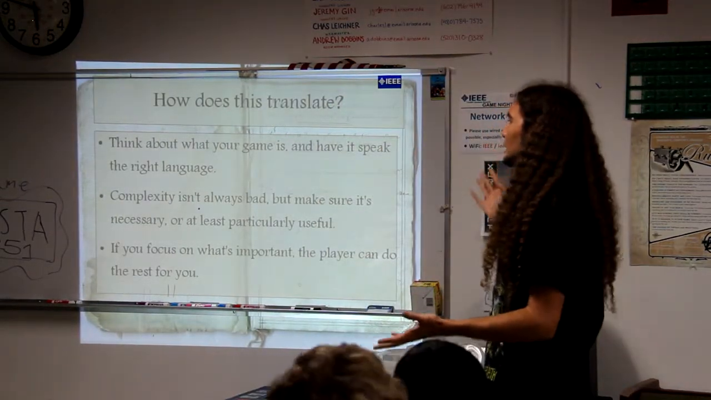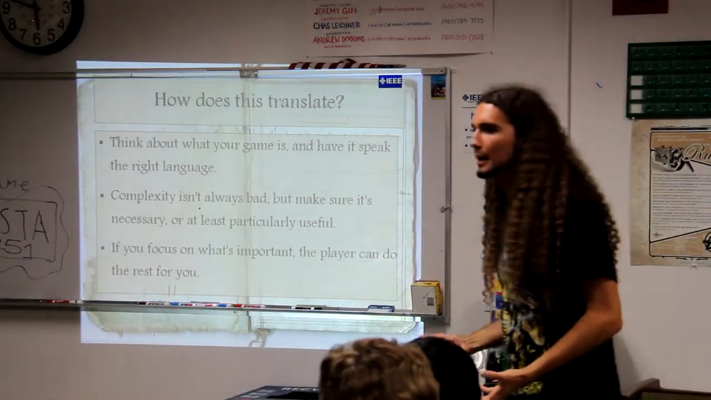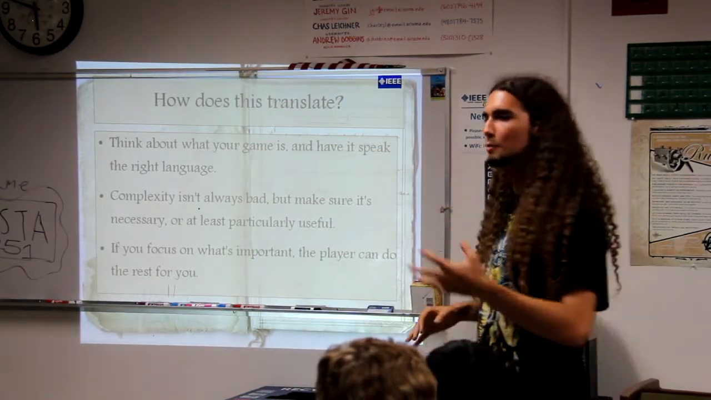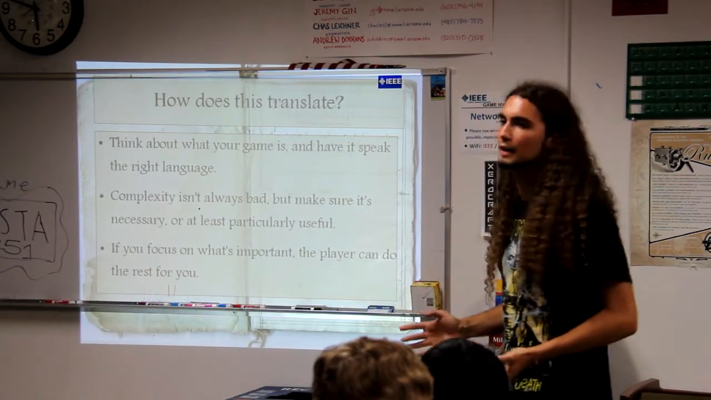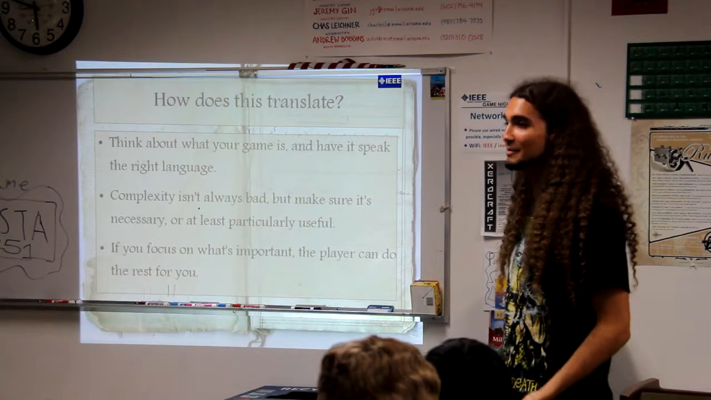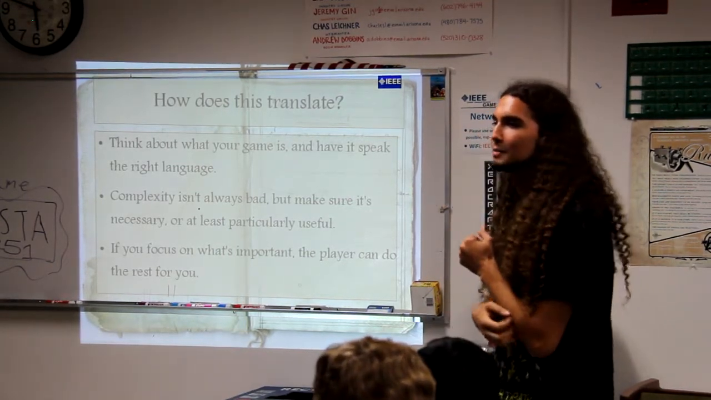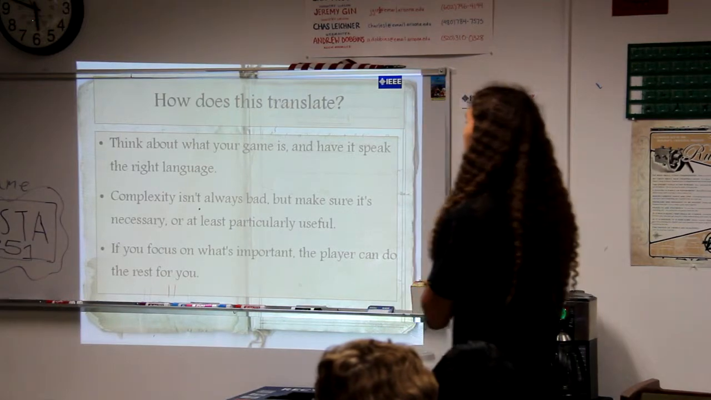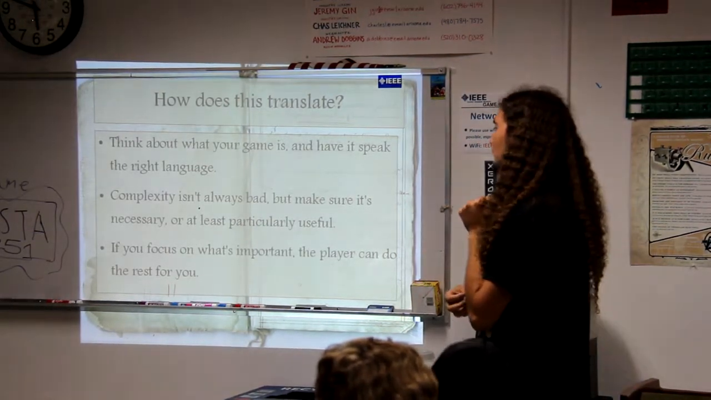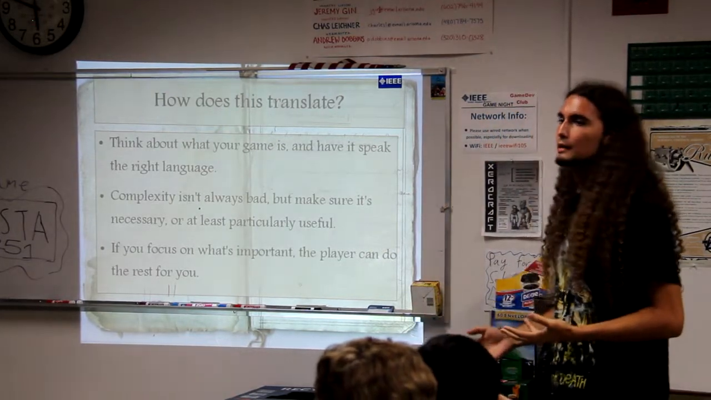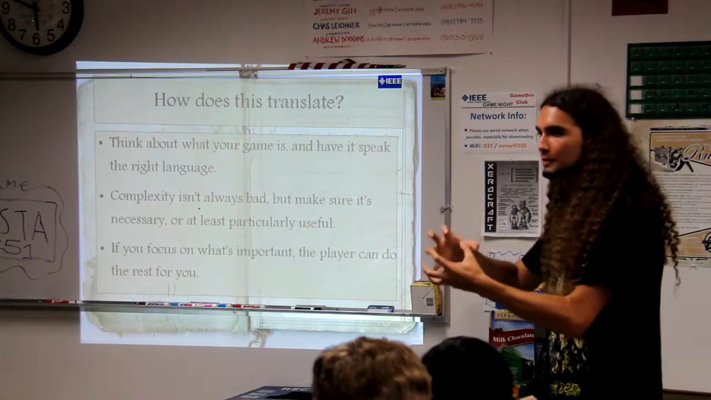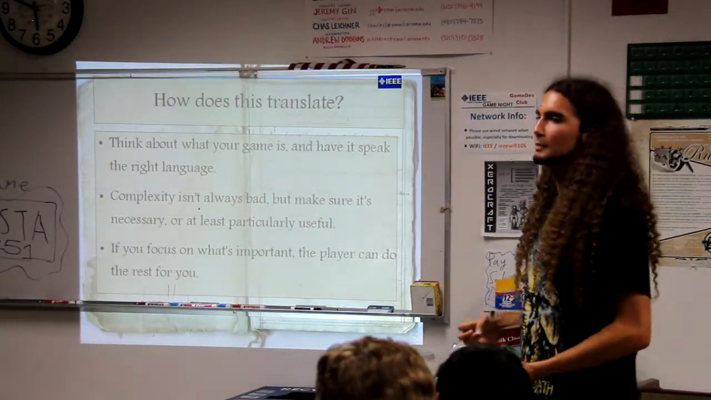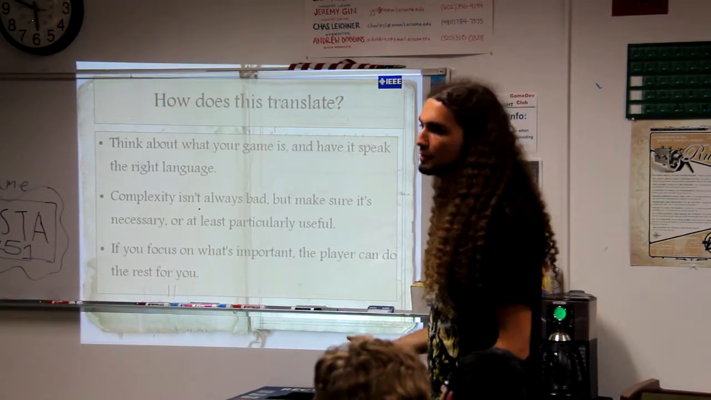So what can we learn out of this? Well, think about what your game is and have it speak the right language. If your game is not about hair, don't add in crazy hair physics and a billion different choices of color and everything, and add new palettes, or create an entire rendering engine based on hair. That's not going to help. I mean, you can do it, but you should really focus on what your game is about as opposed to just things that you can throw in there. Complexity isn't inherently bad, but make sure it's necessary. And with Apophenia, if you focus on what's important, like actually playing the game, the core experience you want to get out of it, you can use Apophenia to let the players get all the rest of the stuff that they could be getting out of it, as opposed to putting all of that in there yourself and spending time doing something you shouldn't be doing.